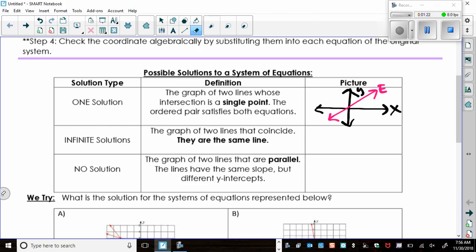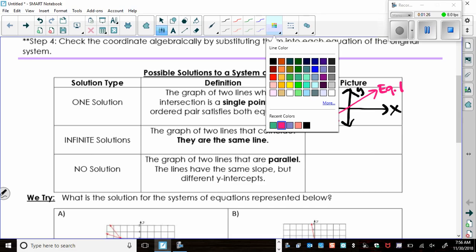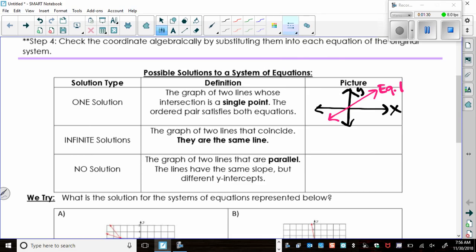Equation number 1, I'm going to label it so you guys can see. And then I'm going to use another color. This is purple one. And let's say it looks something like that. It's equation 2. Alright, so the intersection, this is a solution. So you would figure out what the ordered pair for that intersection is, and that is your solution.